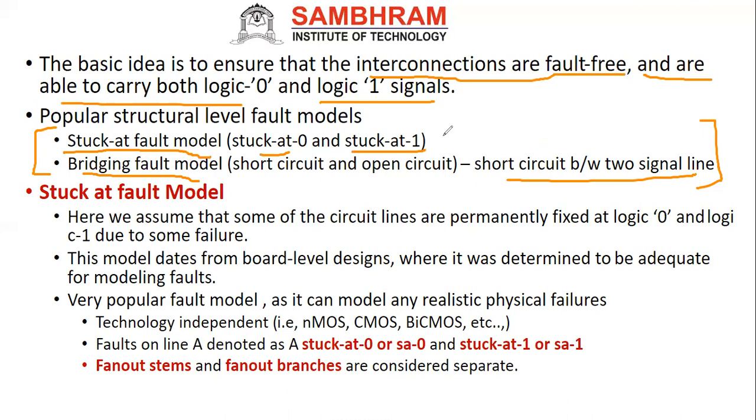Now let us go for the first model, that is the stuck-at fault model. In the stuck-at fault model, we need to assume some of the circuit lines are permanently fixed at logic 0 or logic 1 due to some failure. So for example, if I have one AND gate, we have to assume some of the circuit lines are permanently fixed at logic 0. This is your A, this is B.